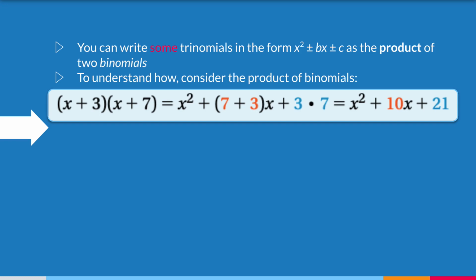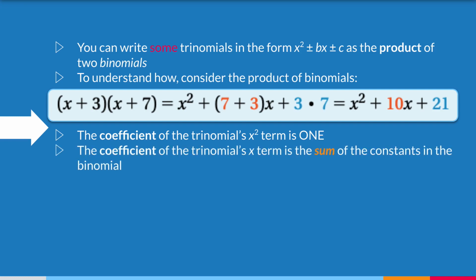So what's the pattern here? The coefficient of the x squared term is 1, and that's because when we do x times x, we're always going to have just a single x times a single x. The coefficient's always going to be 1. The coefficient for the x term, the middle term, is the sum of the constants in the binomial. If you look back at the original binomials, 3 and 7 are the constants. 3 plus 7 is 10, which is why we have 10x.